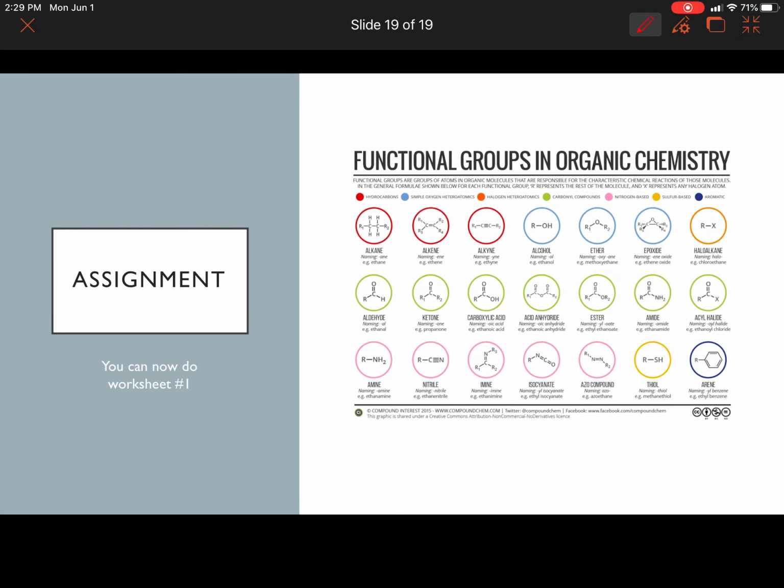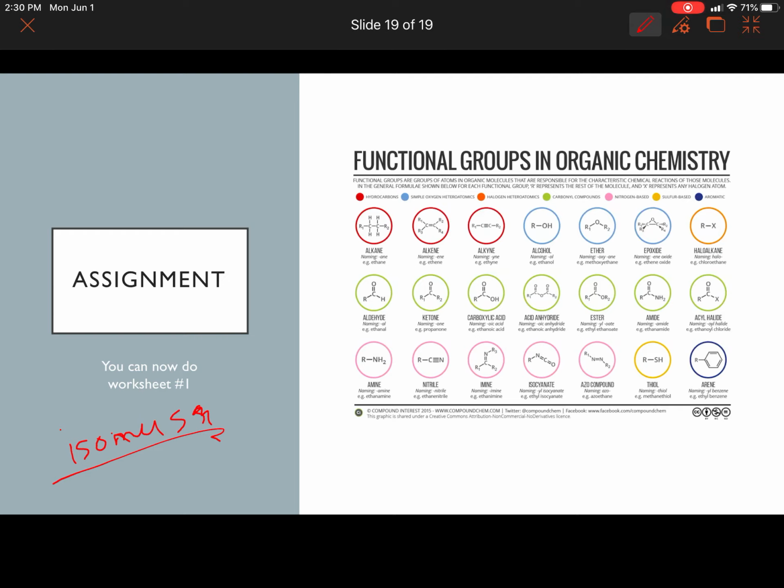All right. Now, you can now do worksheet 1. So hopefully you've either printed it off or picked it up from the school. So worksheet number 1 is now assigned. Don't worry about the stuff that says about isomers, though. We're going to learn about isomers tomorrow in the next lesson.